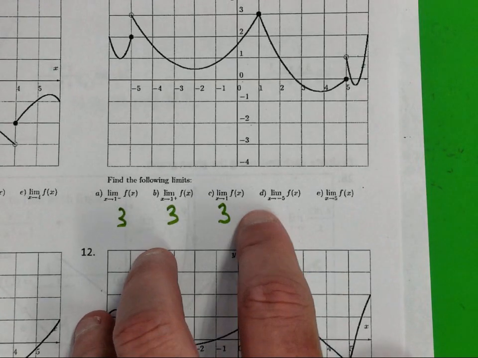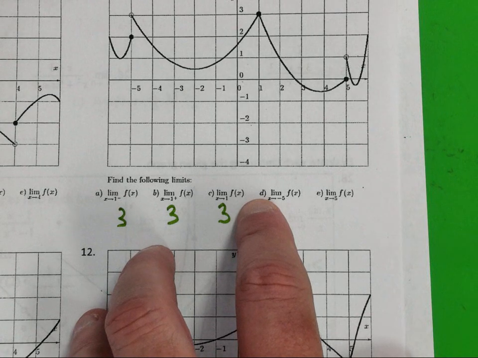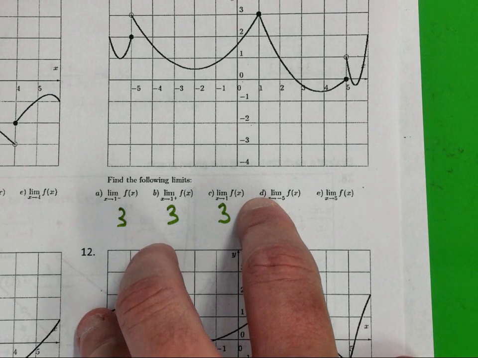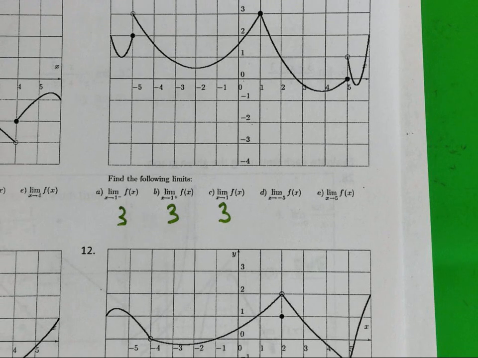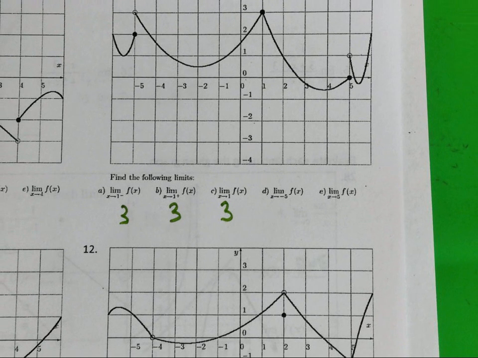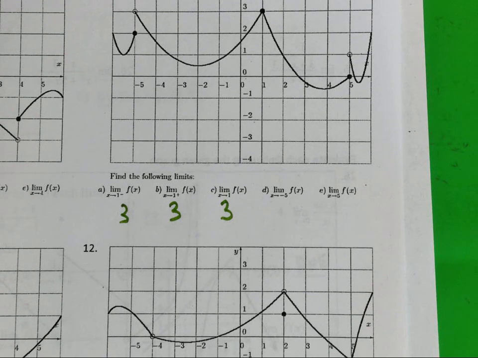D. The limit as x approaches negative 5. Is there a plus or minus afterwards? So that means you got to take it upon yourself to check both left and right. So let's look here at negative 5. The limit as x goes to negative 5. Negative 5 is here. I'm going to come from the left. From the left, what y value is it approaching? It's approaching what? 2. As I come from the right, it's approaching what? Is it approaching the same number? So what's your answer here? Does not exist.